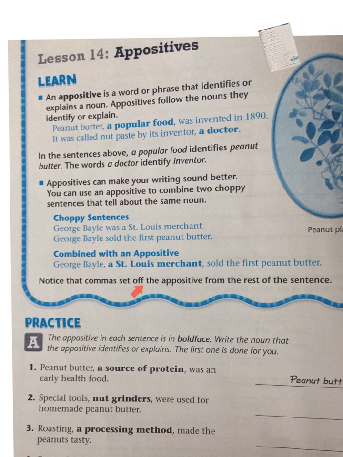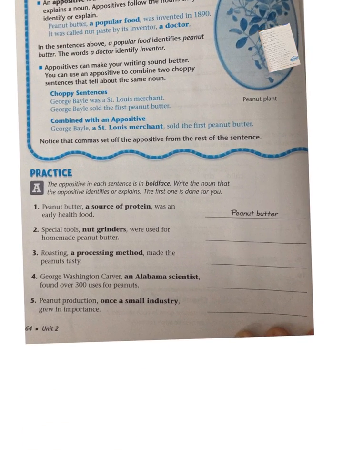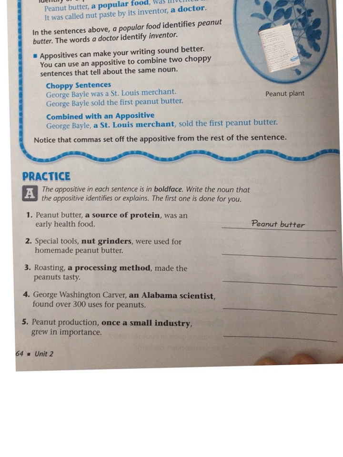Notice the commas set off the appositive from the rest of the sentence. You can see there's a comma before and a comma after the appositive. So now we're going to look at the practice. The first one, of course, is done for us. Next, special tools, nut grinders, were used for homemade peanut butter.